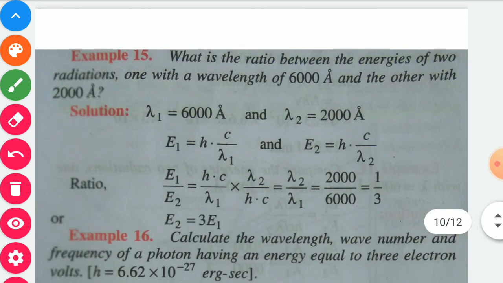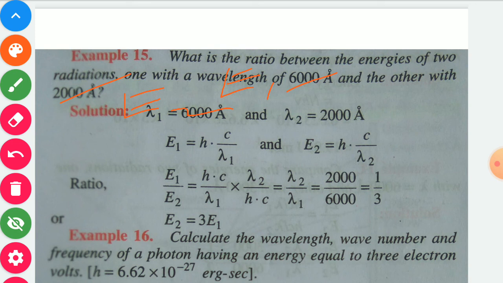Now next question: what is the ratio between the energies of two radiations, one with a wavelength 6000 angstrom unit and the other 2000? This type of question is already solved. So here we have to compare the energy. For the first one, for wavelength 6000 angstrom unit, we take the energy E1, and for 2000 angstrom unit, we take the energy E2.